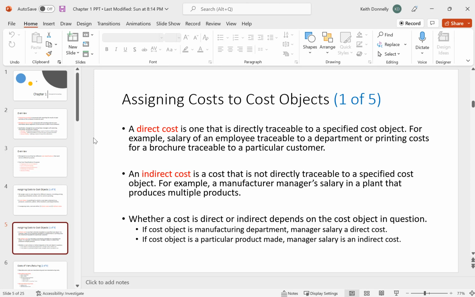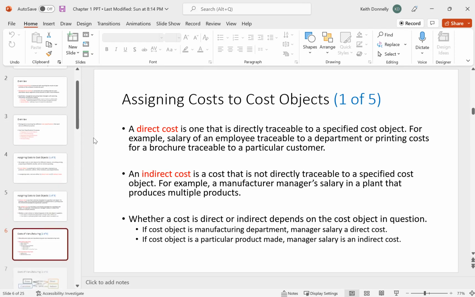So same kind of cost here, a manager's salary, but in one case it's direct, in another, it's indirect. It really depends on what the cost object is. So always focus in on the cost object first, then look at the cost to determine whether it's direct or indirect.